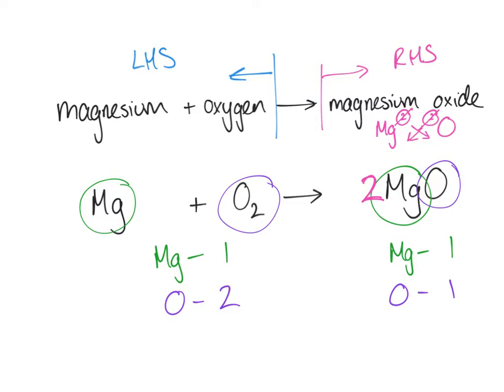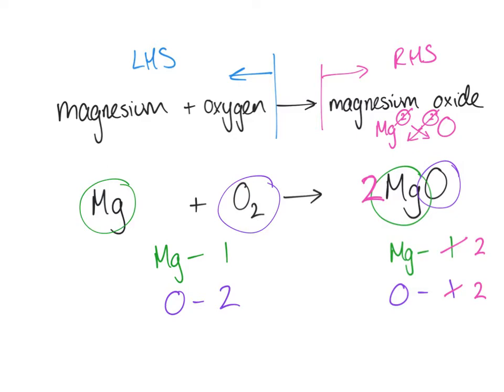What that does is it affects everything in that formula. So we have affected my magnesium and the oxygen. There's now 2 magnesiums and 2 oxygens, because 2 times 1 magnesium is 2 and 2 times 1 oxygen is 2. So I fixed the problem with the oxygen, but I've actually made a problem with my magnesium. So I've got to solve that now.